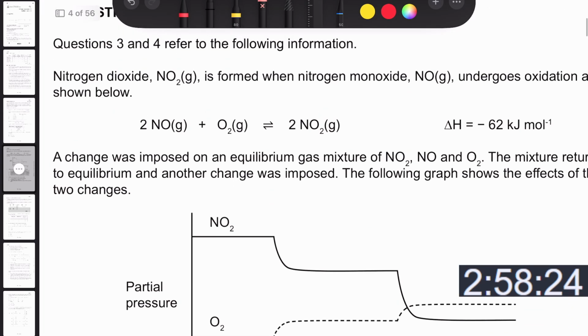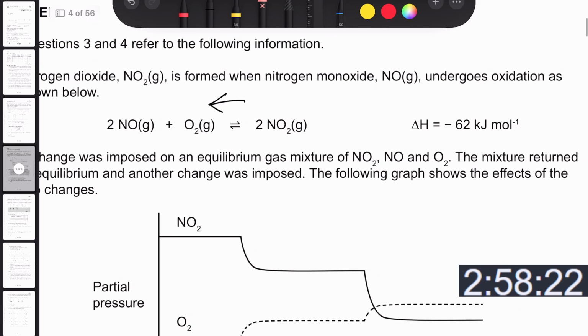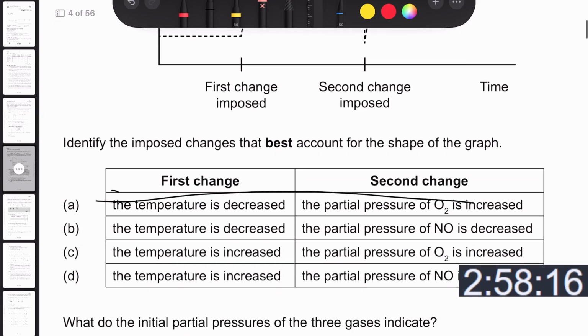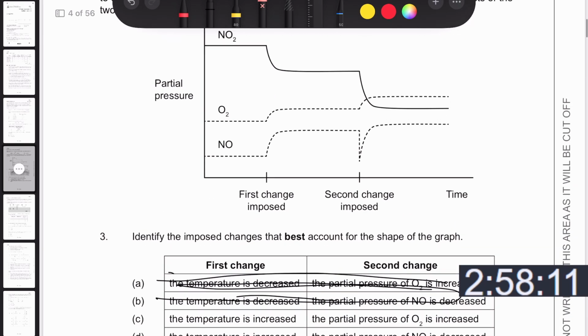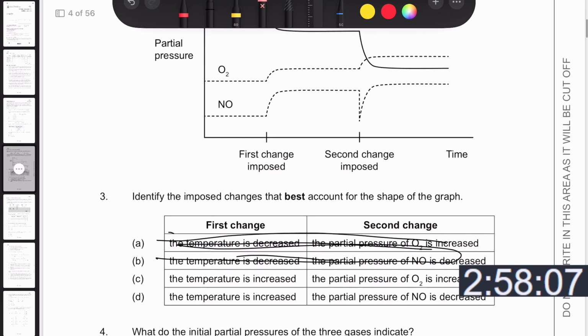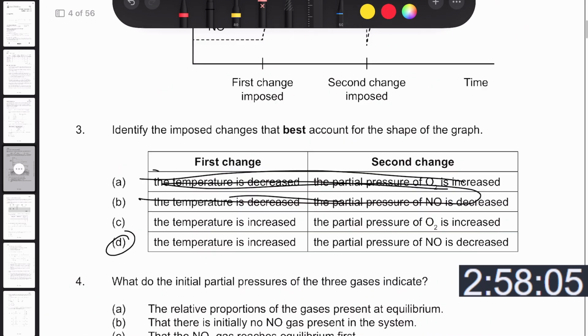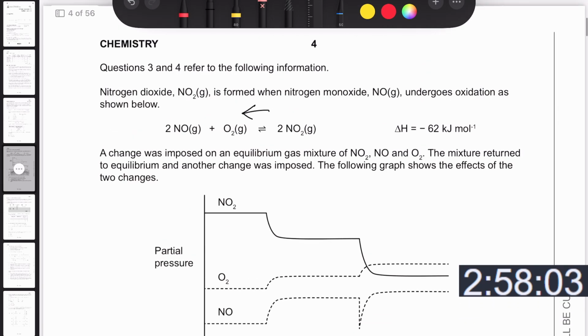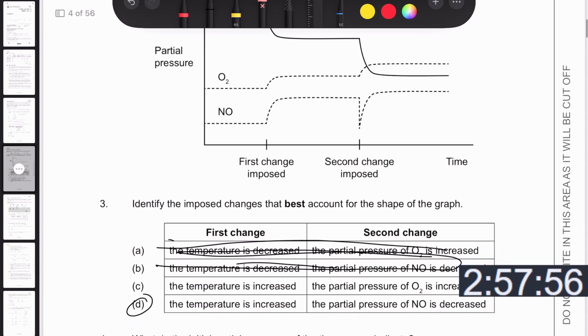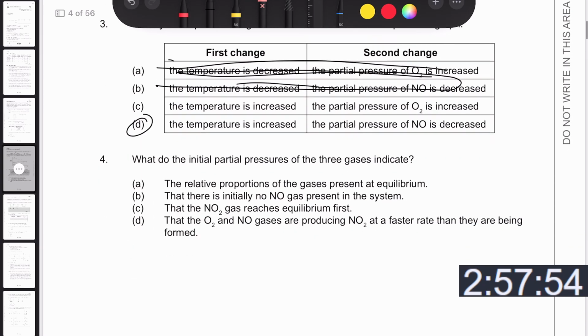So the first change, we're going backwards. The forwards reaction is exothermic, so the reverse is going to be endothermic. So we're going to have temperature increased for the first one, and then the second change, the partial pressure of O2 is increased, the partial pressure of NO is decreased. Make sure we're going back. So we're going in the endothermic direction, so we're increasing temperature, and then NO2 is decreased.